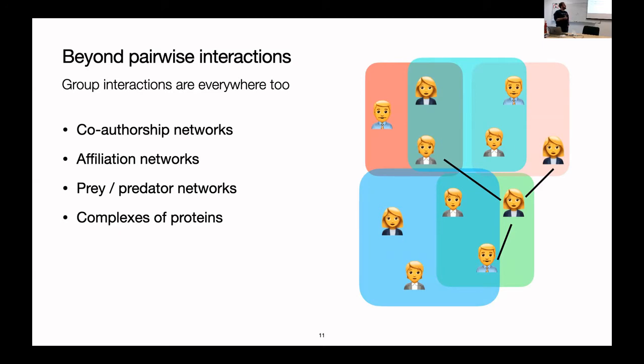But we also have some other examples of group interactions, basically everywhere from ecology to biology to affiliation networks in which objects are put together because they share, for example, some common characteristics.